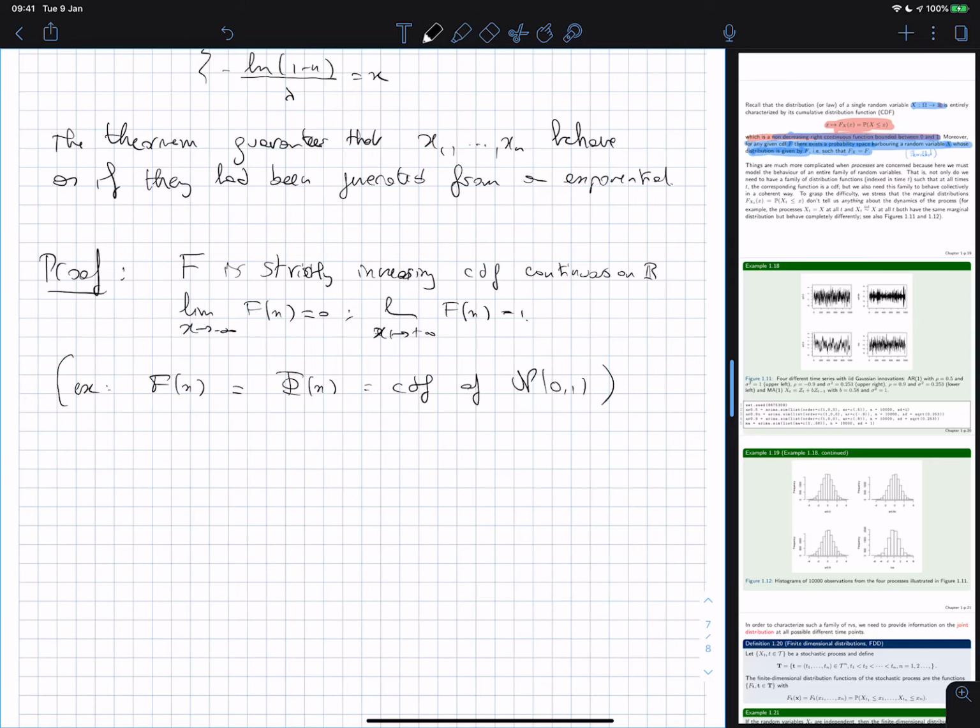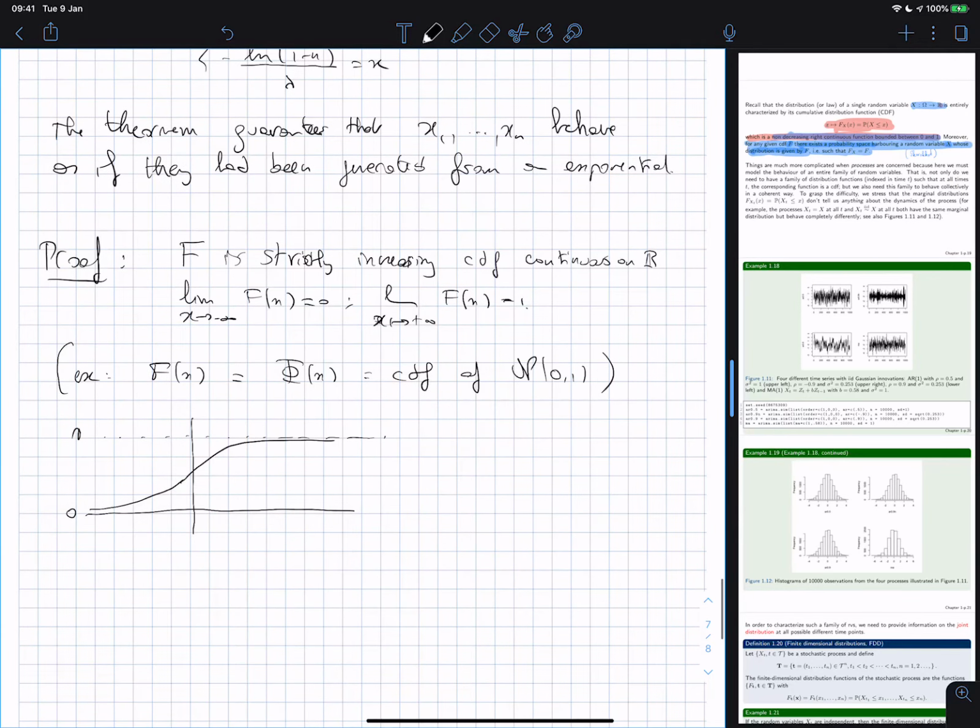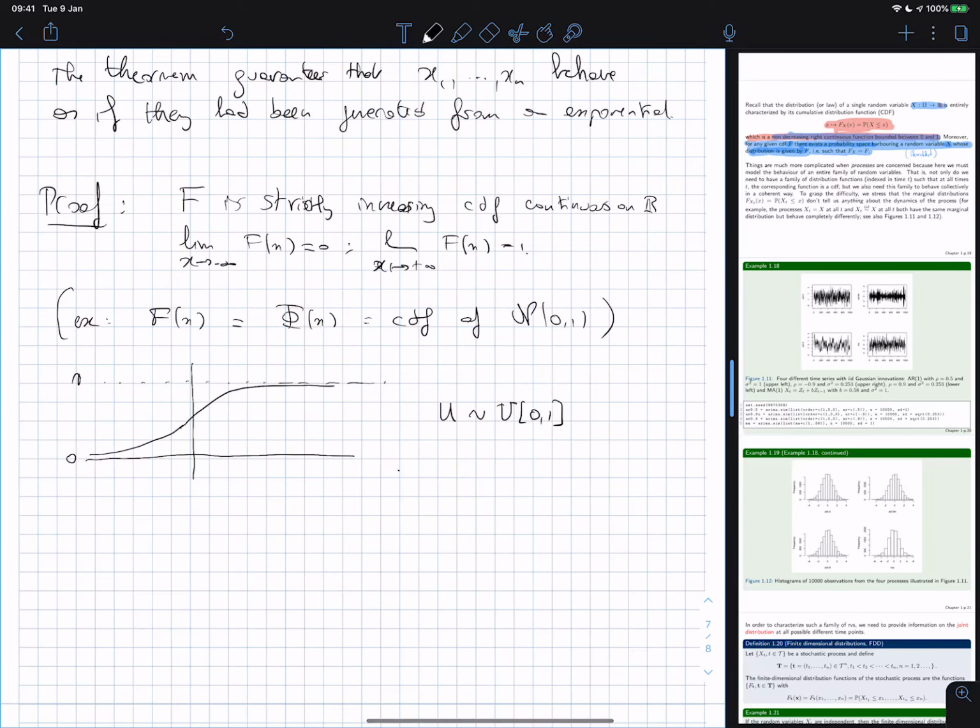So what does this look like? Well, it looks something like this. So it's increasing, continuous, and then it looks like this. That's 1, that's 3. Now, let's say that U is a random variable that's uniformly distributed on 0, 1. Okay? I claim that X, which is going to be F minus 1 of U, I claim that this guy will be distributed according to F.